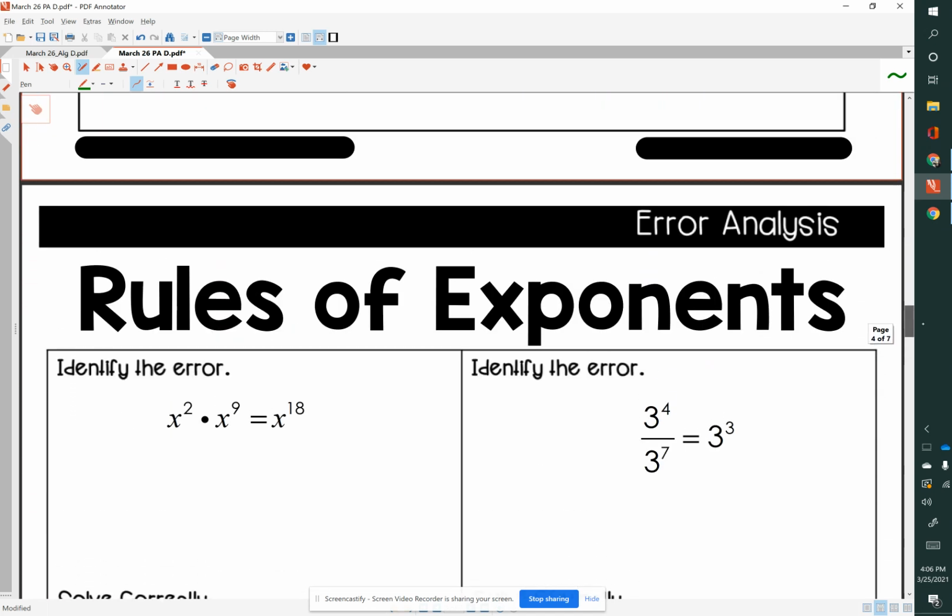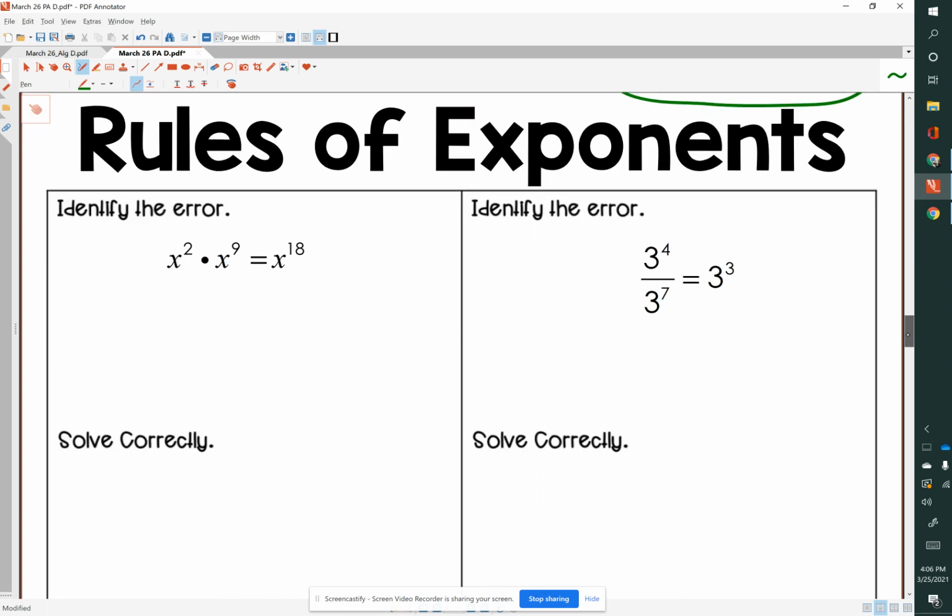Now, let's do some error analysis. My favorite. I love it. I love to look for the mistakes because it helps us get really sharp with our work. So let's see what this person did.